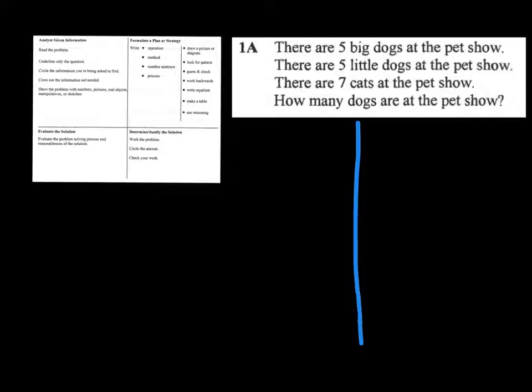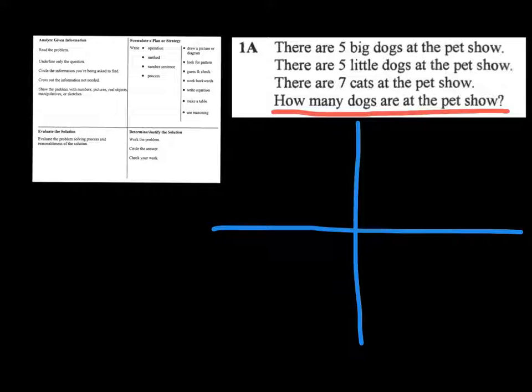So we would draw our little U.P.S.E chart. And first thing that we do is we read through it, and then we're going to underline the question. So I'm going to find the question, and I'm going to underline it. How many dogs are at the pet show? It doesn't really talk about this in U.P.S.E, but I really like to maybe circle or underline specifically what we're talking about.